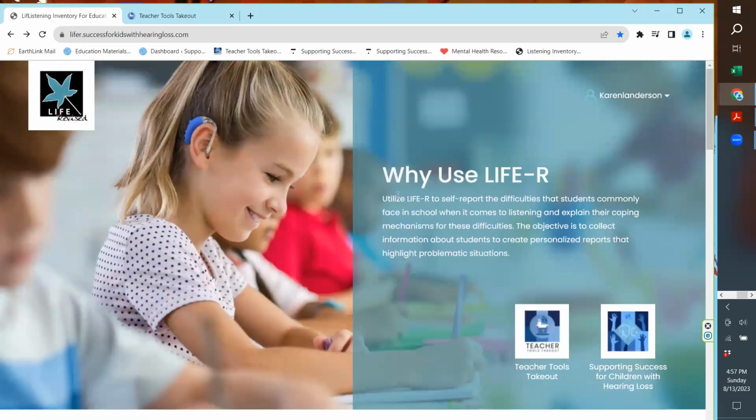So once you get onto the site, you will notice that there is the ability to log in or register. If you've never used the LifeR before, please go ahead and register. You just need to put in your password and your email, and you're registered. If you've used the LifeR, even if it was 10 years ago, you're already registered. So don't register again, unless you have a new email and want to use that different email.